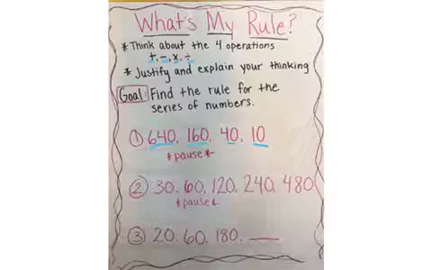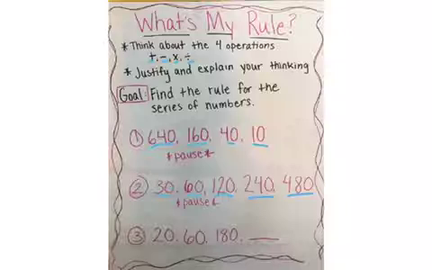Welcome back. Let's take a look at the second series of numbers. We have 30, 60, 120, 240, and 480. What's my rule? Pause the video, and on a piece of paper or in a Google Doc, you will show the pattern with my rule and justify and explain your thinking.